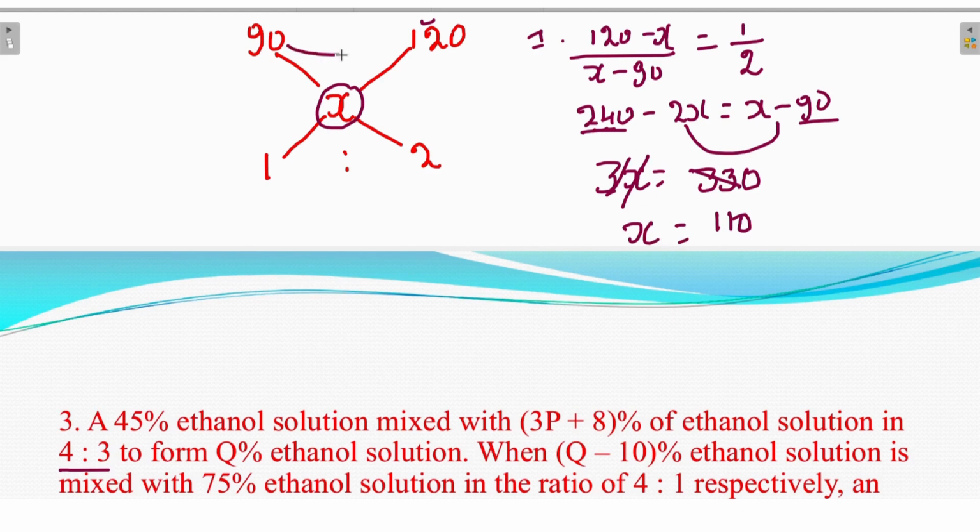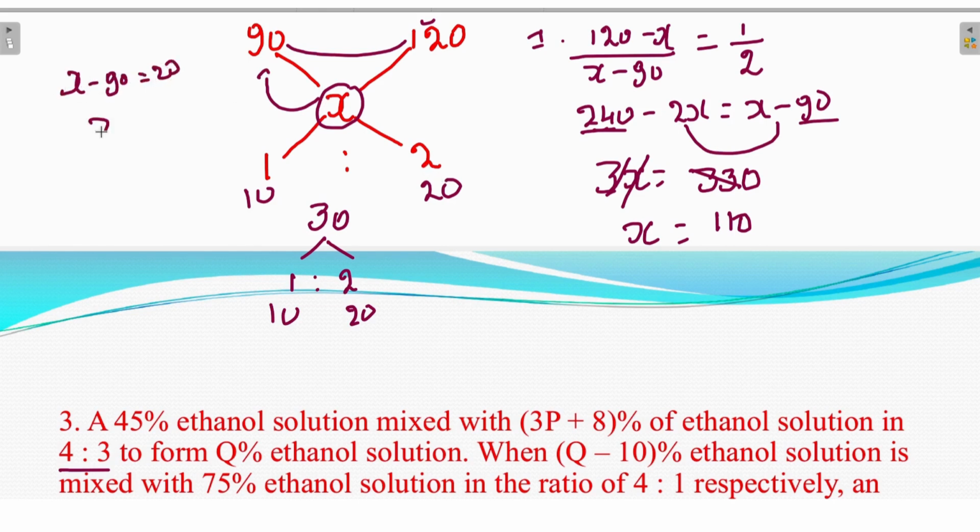Another way I can tell: the difference between 90 and 120 is 30. Distribute 30 in the ratio 1:2. That will be 10 and 20, which means 1 will be 10 and 2 will be 20. Then X minus 90 is equal to 20, which means X is equal to 90 plus 20, 110. This is another way. But if you know which value is highest and which is lowest, you can do this. If you don't know, then it is very difficult to write this equation, and then how to solve it.